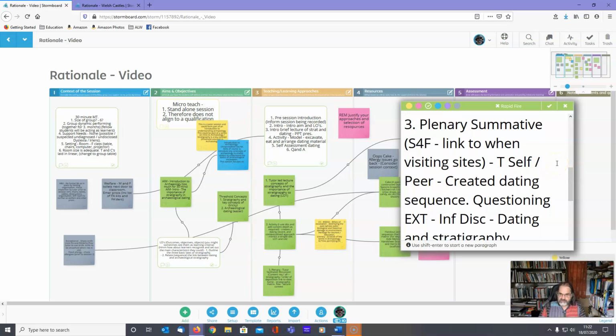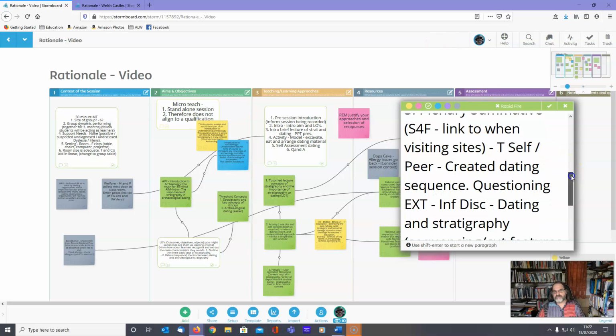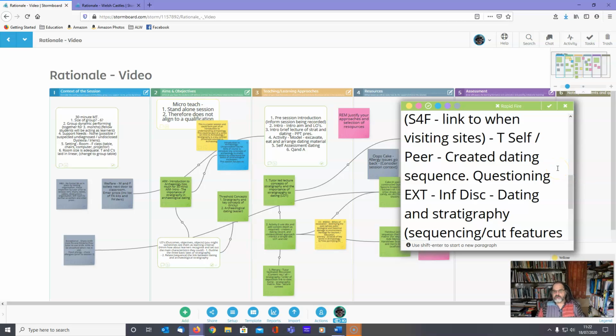So I'm going to use questioning again here, but also the activity itself becomes an assessment, because they will have created a dating sequence that they can see in front of them, and that will show basic stratigraphy and dating in the context, because the last items to be discovered will be the older items because they were below. So that starts talking about deposition and the order of deposition.